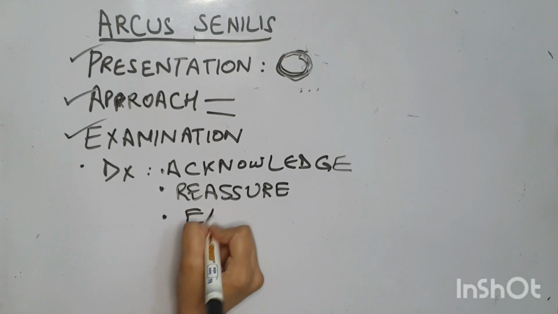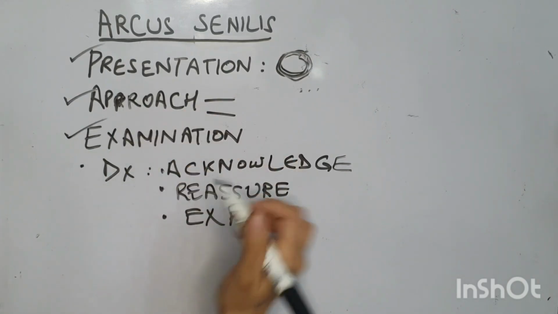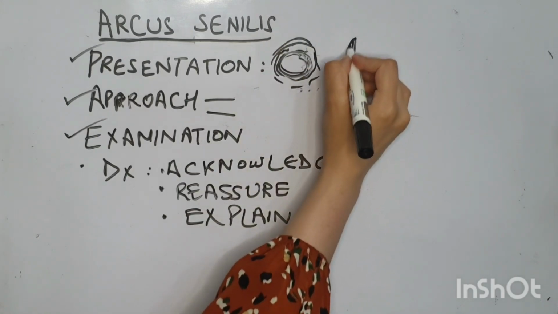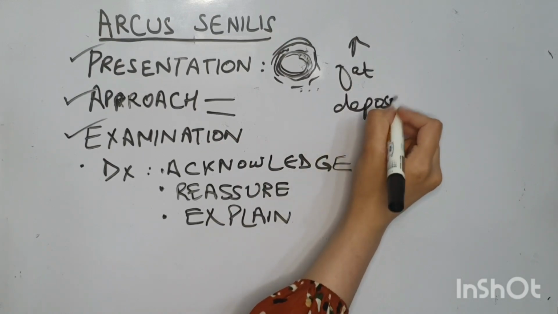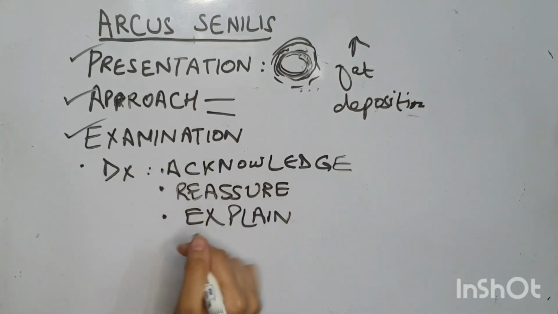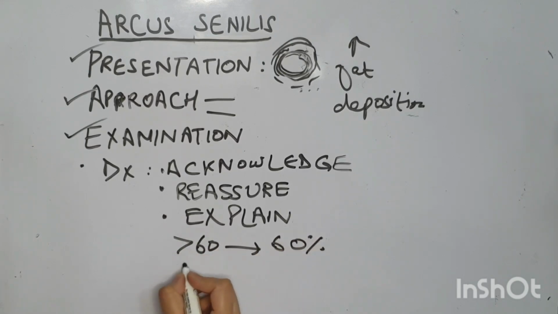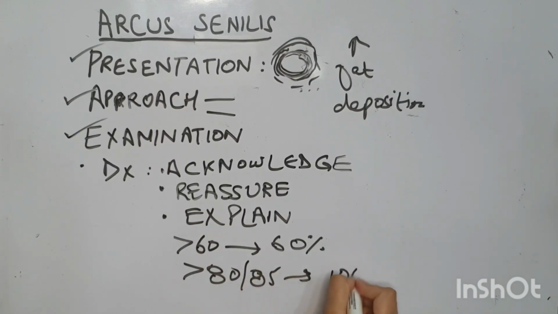And then explain. Let me explain it to you. Let me explain what it is. So it is a condition. What happens in this condition is that the blood vessels around your eye get increased fat deposition. It's a normal age-related process and it's very common. Above 60 years, it's present in about 60% of people, whereas above 80 or 85, it's almost present in all of them. Almost 100% of people are going to have it, okay?